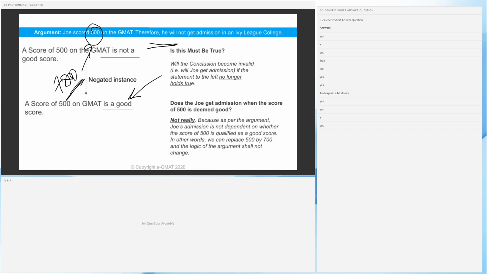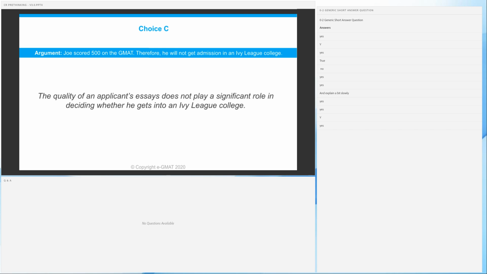Okay, so whether you call it good, bad, or excellent, that doesn't do anything to the argument, because the author is simply saying Joe scored a certain number on the GMAT. Therefore, he's not going to get admission into an Ivy League school. Okay, let's look at another answer choice here.